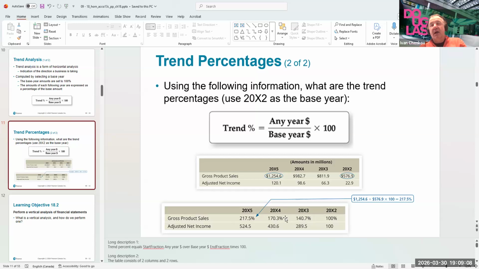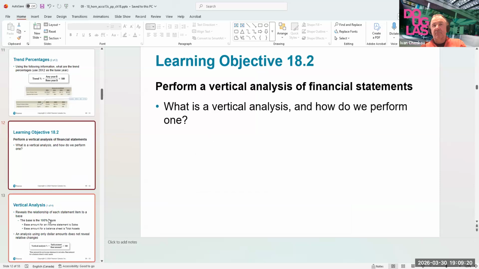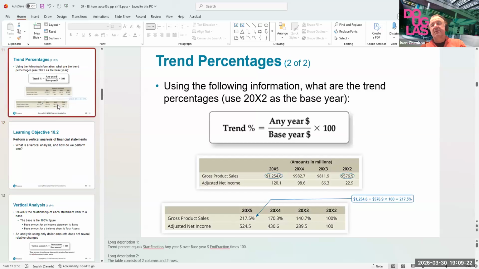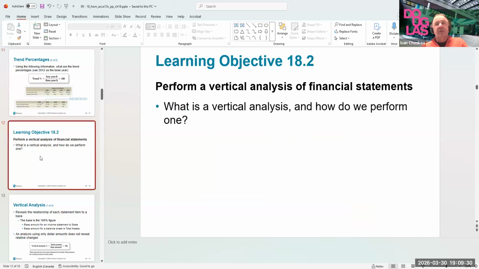Now, at this point, if somebody asks you, what do you expect to happen to 2026? Most likely, we're going to see an increase in our gross product sales. And that's with horizontal analysis. And nothing scary, it's just a comparison one year to another year on the horizontal level. Let's move to the vertical analysis.